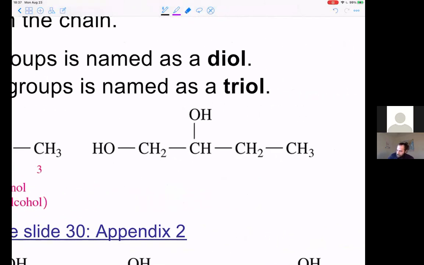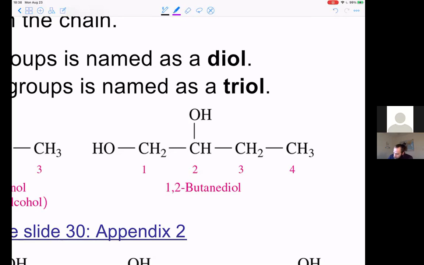All right, and when we have 2 alcohol groups on a given compound, again, we're going to number such that we get the lowest possible numbering scheme. This would be 1, 2. We got 4 carbons, so it's bute. And notice that it's butane diol.